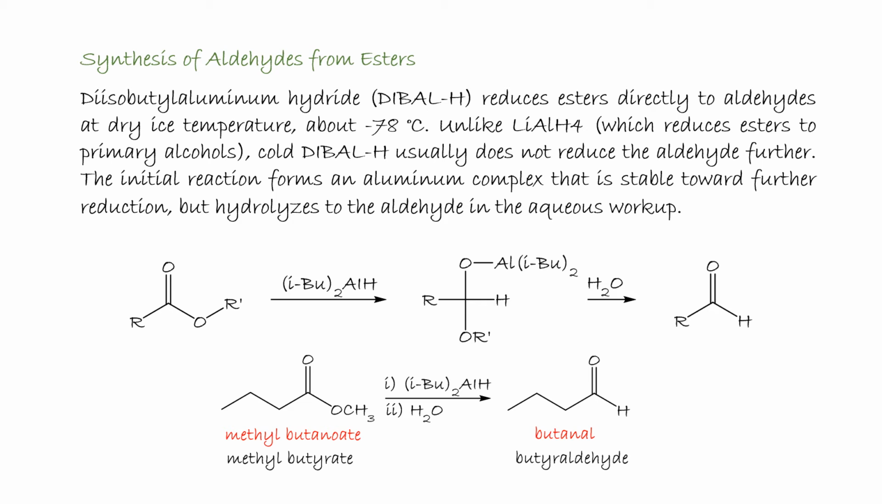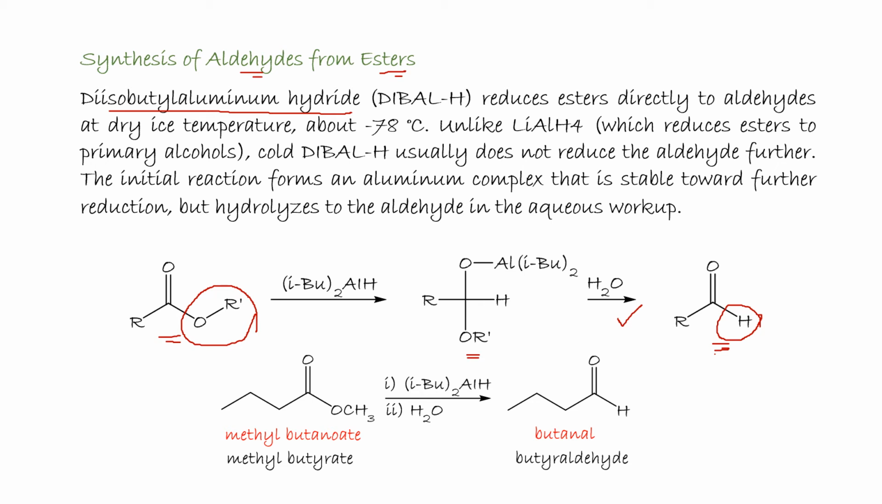Synthesis of aldehydes from ester. If you'd like to transfer an ester to an aldehyde, it means that you replace OR prime with an H. How do you do that? Again, you use diisobutyl aluminum hydride as a reducing agent. You get this complex, you add it to water, work up, you get the aldehyde.